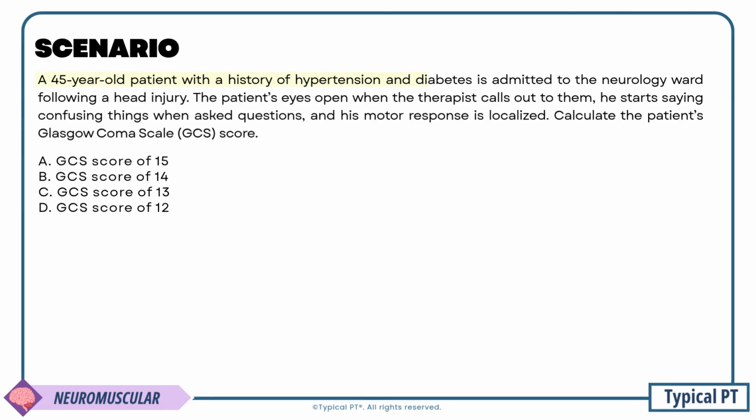A 45-year-old patient with a history of hypertension and diabetes is admitted to the neurology ward following a head injury. The patient's eyes open when the therapist calls out to them. He starts saying confusing things when asked questions, and his motor response is localized. Calculate the patient's Glasgow Coma Scale, GCS, score.